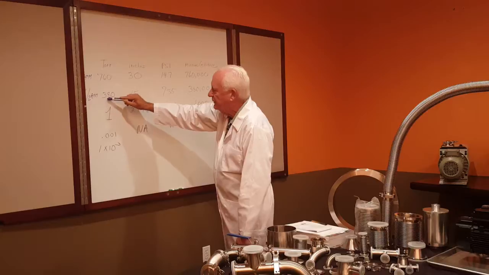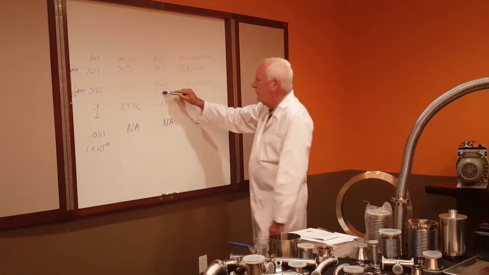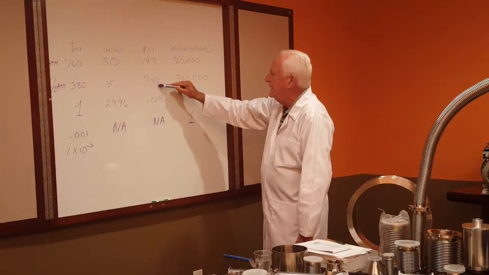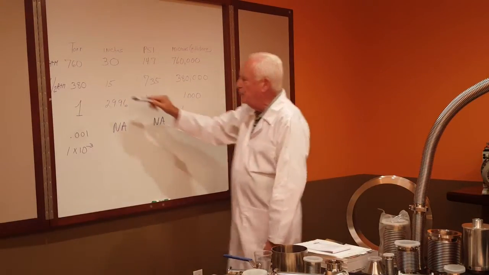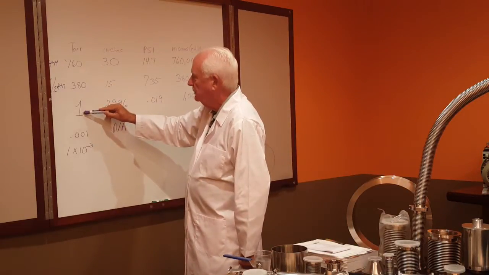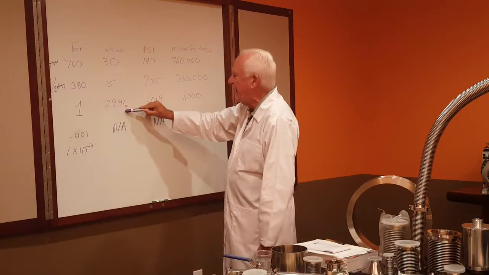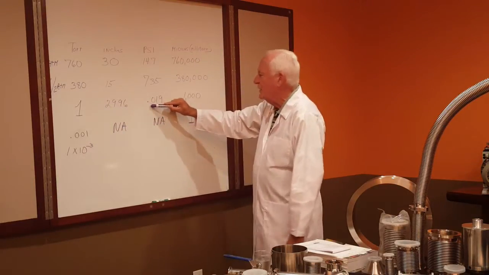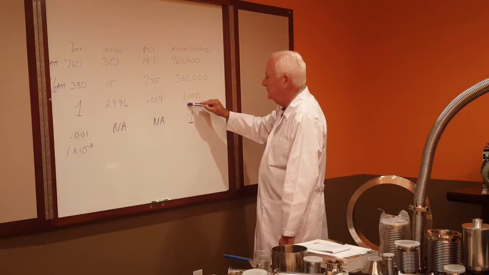Now inches of mercury, we pull 15 inches of mercury. Now we're at a half an atmosphere, which is 380 torr, 7.35 psi, and 380,000 microns. Now if we pull down to 1 torr, or 1 millimeter of absolute pressure, we are at 29.96 inches of vacuum, we are at 0.019 psi, and 1,000 microns.